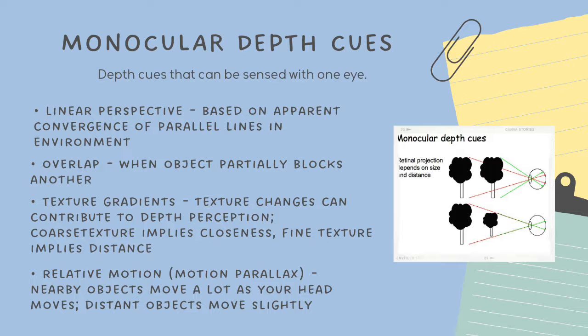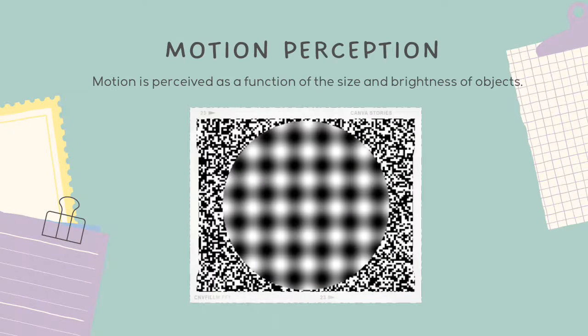Overlap is when an object partially blocks another. Texture gradients: texture changes can contribute to depth perception. Coarse texture implies closeness, fine texture implies distance. Relative motion or motion parallax is when nearby objects move a lot as your head moves. Distant objects move slightly.